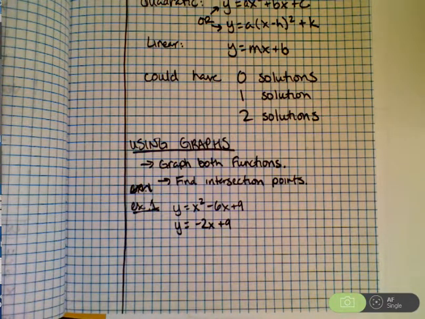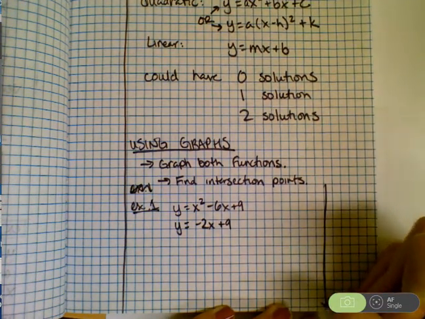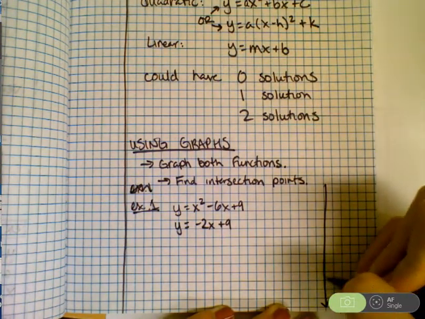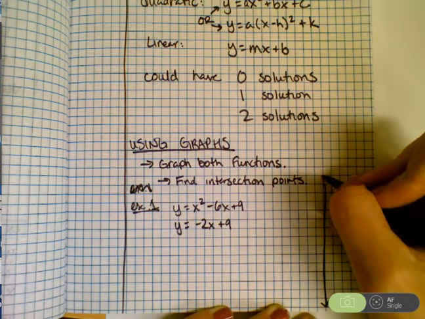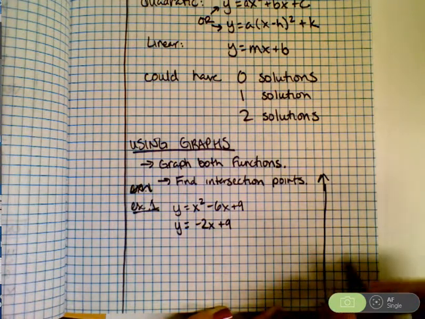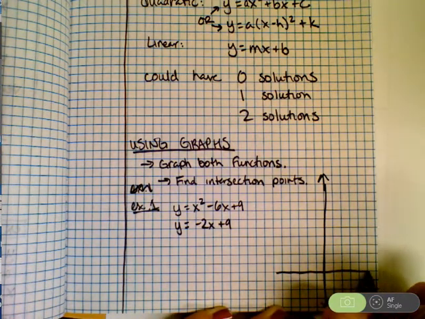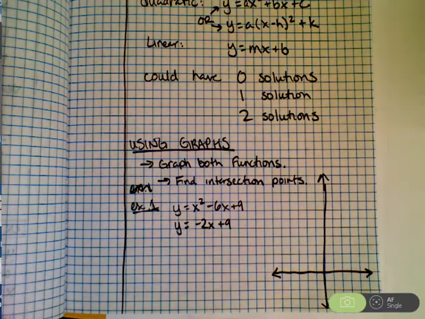So let me build a little graph over here. 1, 2, 3, 4, 5, 6, 7, 8, 9, 10, 11, 12, 13, 14. I'm going to put this down here only because I know where the solutions are going to be. Kind of get to cheat a little. Let's go ahead and just do the linear function first.